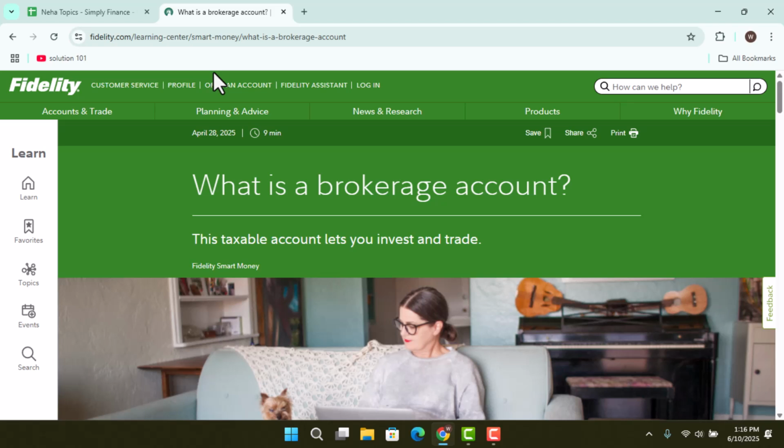If you want to know about the benefits, you can access a wide range of investments, and you get flexibility and control as well. You can manage your own investments without restrictions or penalties as well.